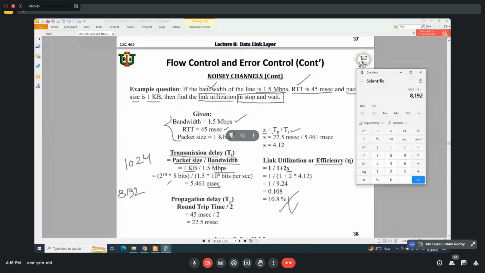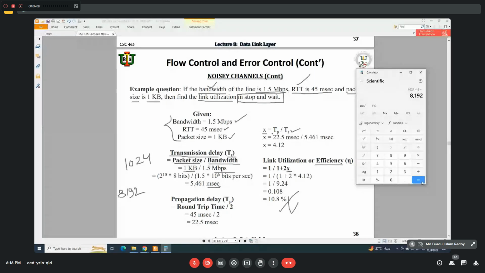Yeah, right. Exactly. That is going to be 2 to the power 10 multiplied by 16 bits. Okay. All right. So now here you're getting 8192.